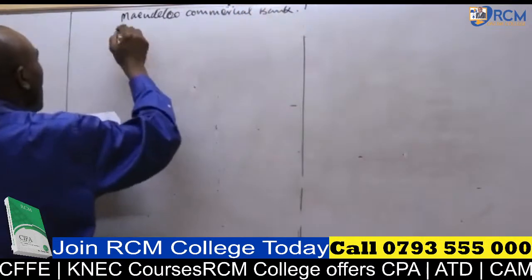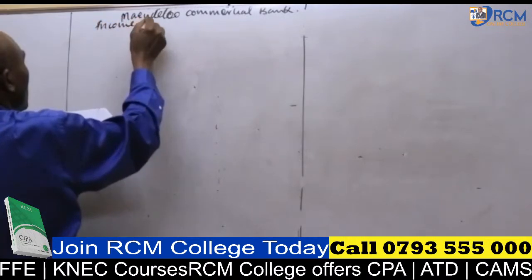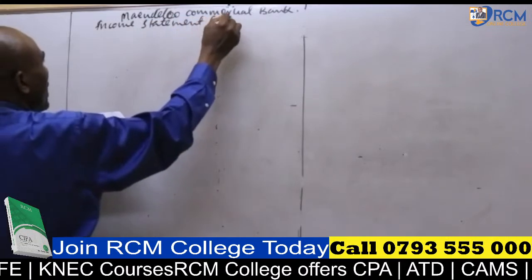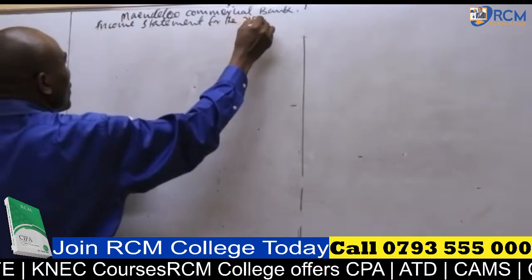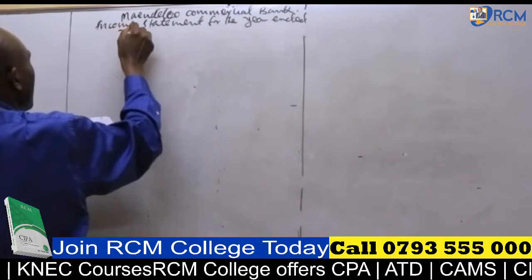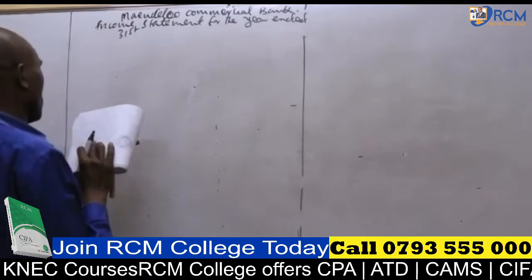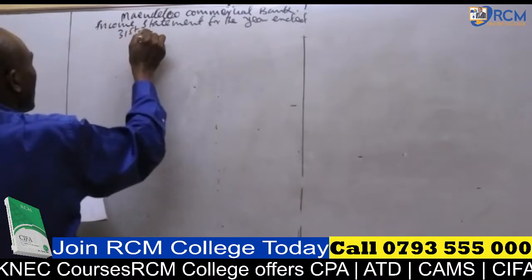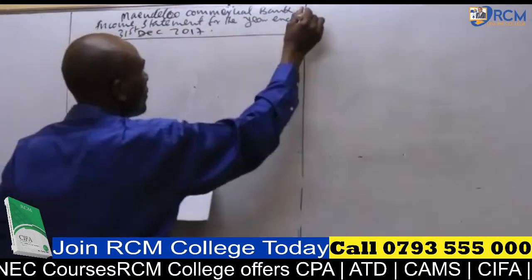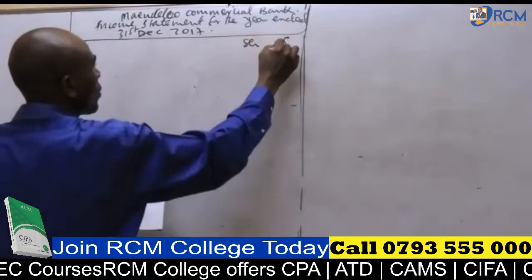Maendeleo Commercial Bank. Income statement for the year ended 31st December 2017. We have shillings, two columns, shillings.